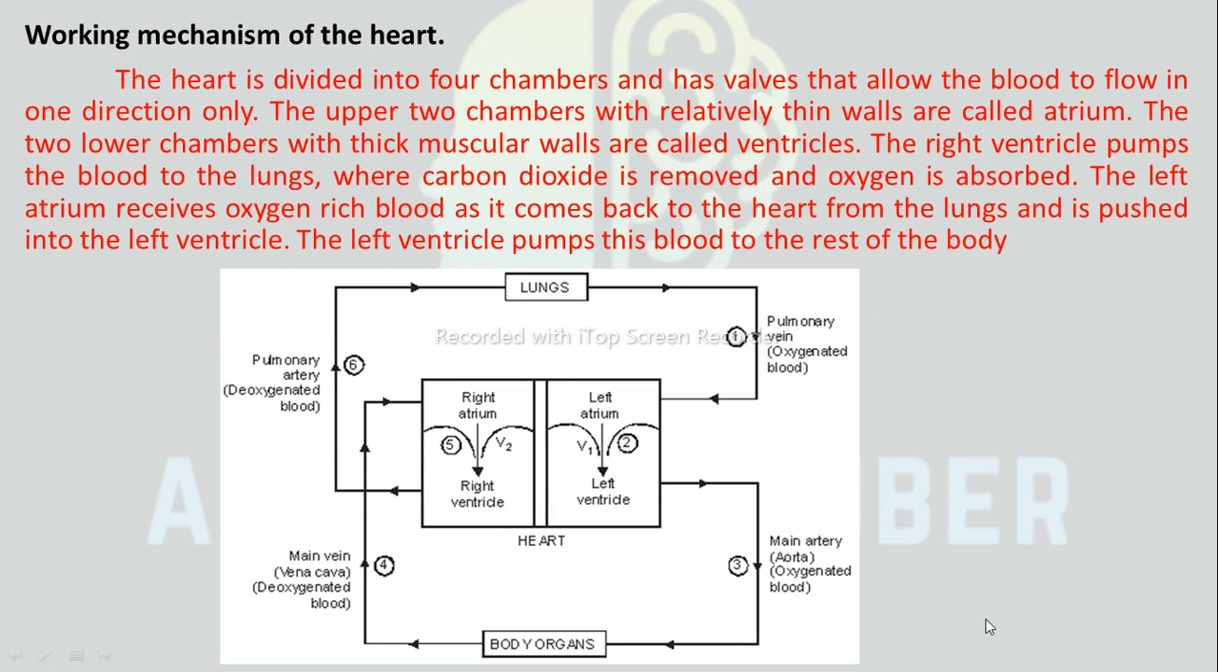The left atrium receives oxygen-rich blood as it comes back to the heart from the lungs and pushes it into the left ventricle. The left ventricle pumps the blood to the rest of the body. So here is a diagram showing the flow of blood, or we can say the working mechanism of the heart.